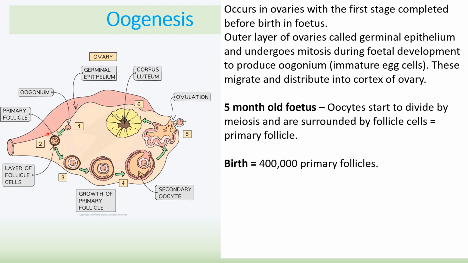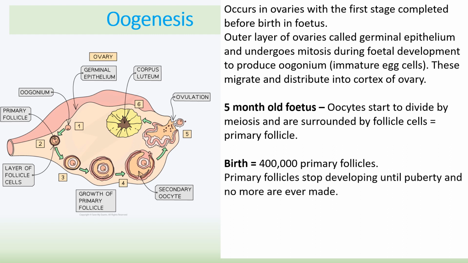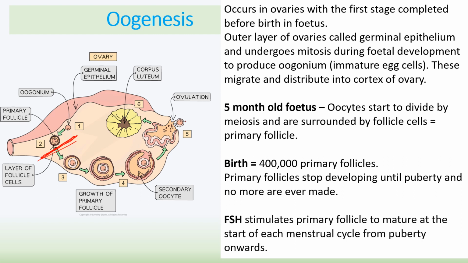Then at birth, you have over 400,000 of these primary oocytes, primary follicles, and primary follicles stop developing then until puberty, and no more are ever made. So what we're saying is that this point here is where you get before you're born, and at that point you have 400,000 primary follicles and you don't make any more later in life. And then it is the FSH that triggers the primary follicle to mature at each stage of the menstrual cycle from puberty onwards. So that will then happen due to FSH production at puberty.